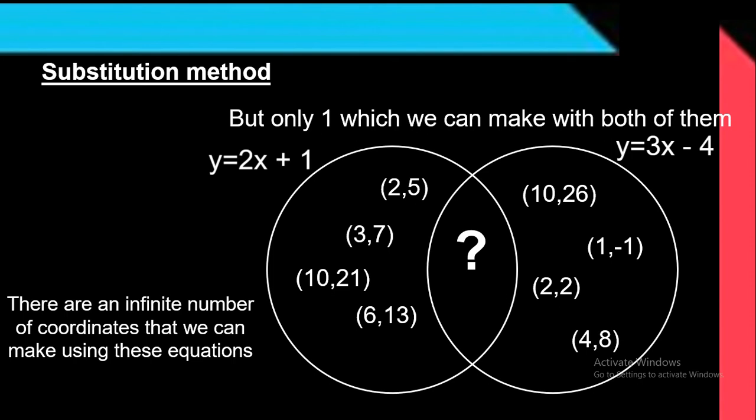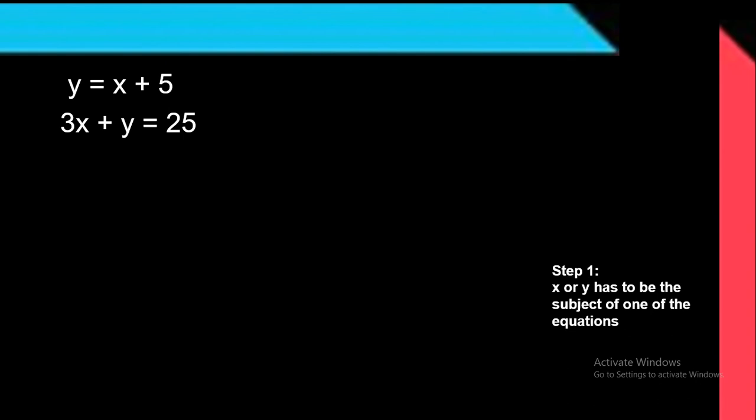Okay, so substitution, we have looked at hopefully substitution in the past. But if you want to use this method to solve simultaneous equations, step 1, we have to make x or y the subject of one of the equations. In this example, we have y equals x plus 5 as one of the linear equations. So we've already satisfied what's been asked. We don't have to change it. One of them is already in that order.